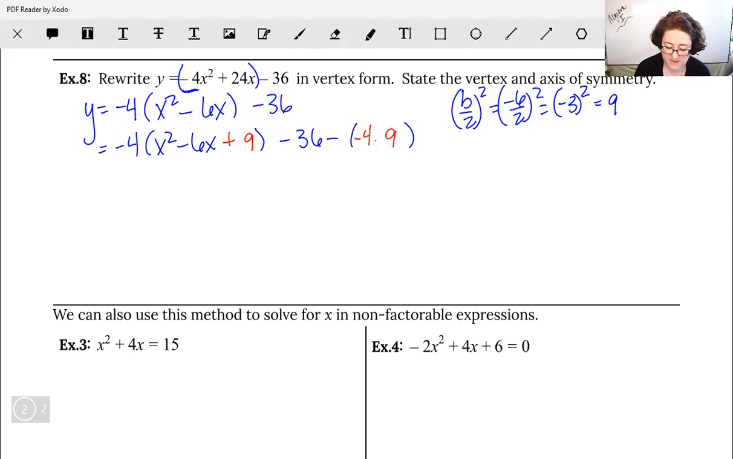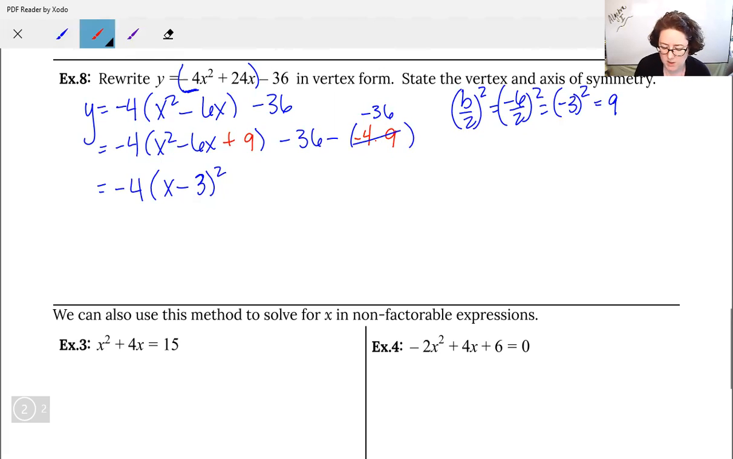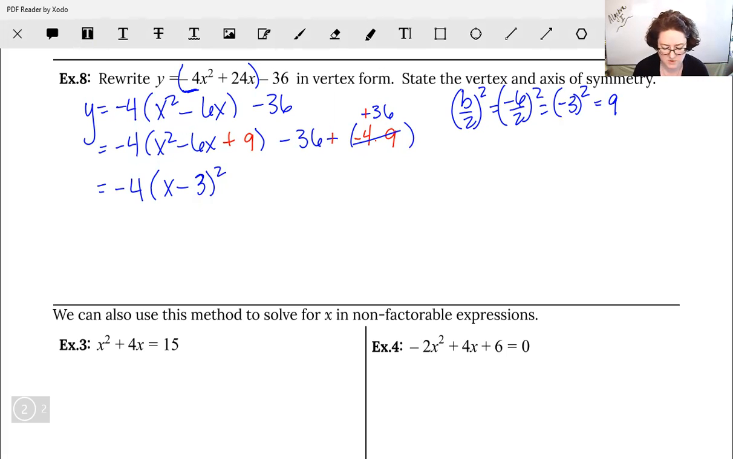Okay, then we're ready to simplify things out. Negative 4 times 9 is going to give me a negative 36. And then I'm ready to write my last step. So again, negative 6x in the middle, positive 9, everything would come out to an x minus 3 squared. And this one actually works out really nice for us. We have a negative 36 minus a negative 36, which really means we're doing plus a positive. And wait a second, negative 36 plus 36, that means the whole thing just cancels out and we're just at negative 4 times x minus 3 squared.